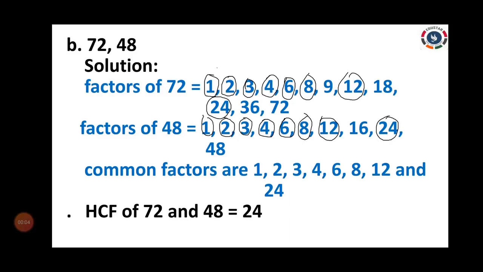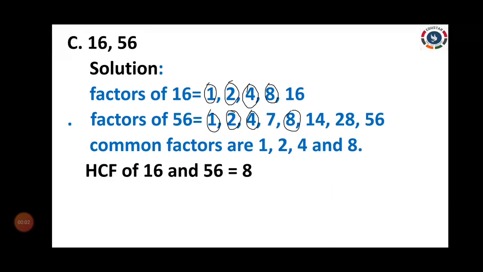B, 72 and 48. Write the solution. The HCF of 72 and 48 is equal to 24. Already I explained everything thoroughly in the previous classes, so you just have to copy in your math class note. C, 16 and 56. Write the solution. The HCF of 16 and 56 is equal to 8.